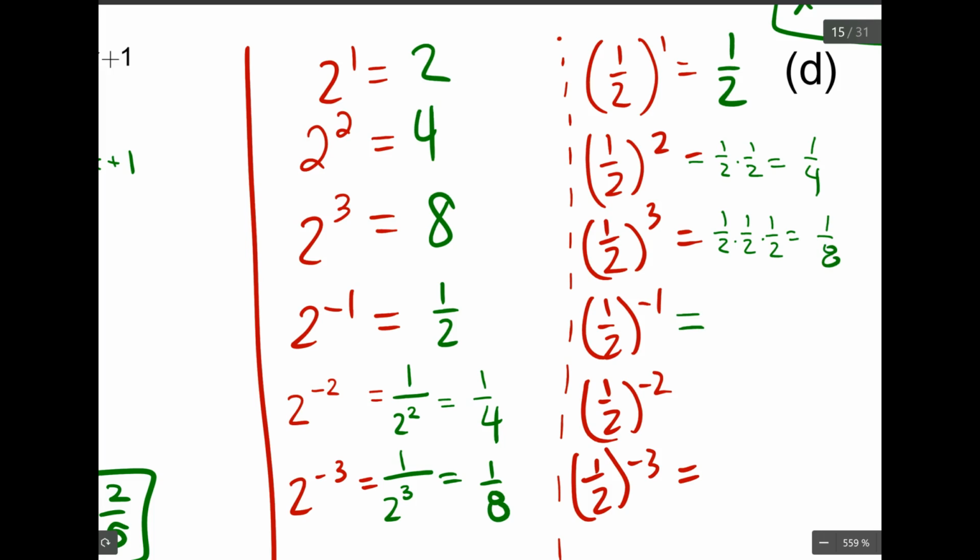What's 1/2 to the negative 1? Negative 1. Gotta be 2 over 1, which is 2. 1/2 to negative 2: 2 squared over 1, which is 4. And then this one's 8. No. So that's just a little helpful review.